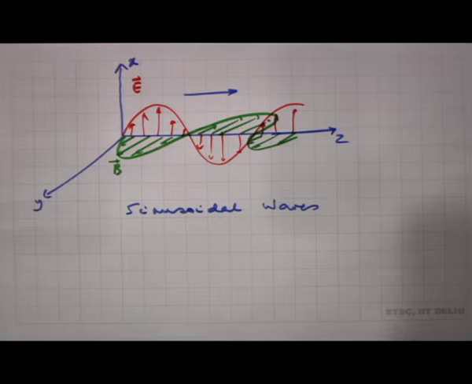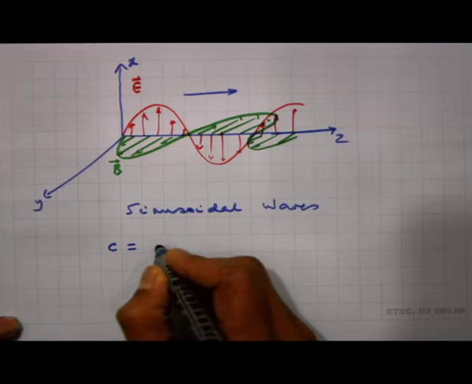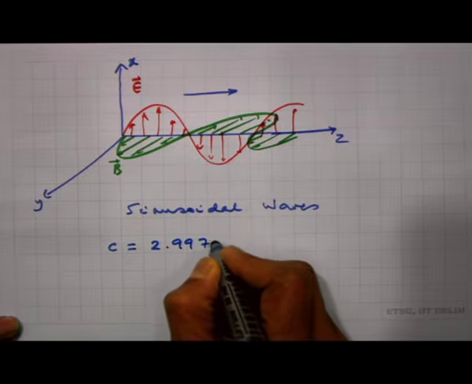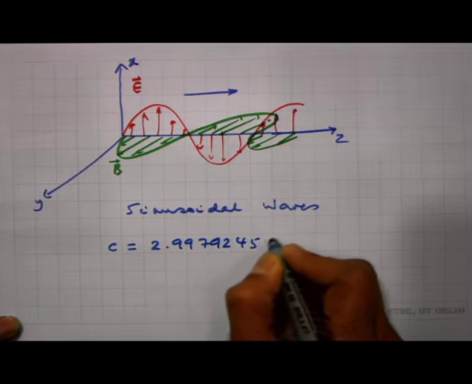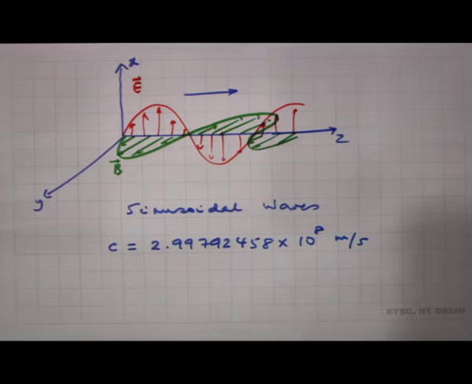I must mention here that all electromagnetic waves travel at the same speed in free space, and that value is 2.99792458 into 10 to the power 8 meters per second. This is an exact value now. This is defined as the exact value of the speed of light in free space, and the unit of length, the meter, is defined through this speed of light in free space. So, all electromagnetic waves travel at the same speed c in free space.